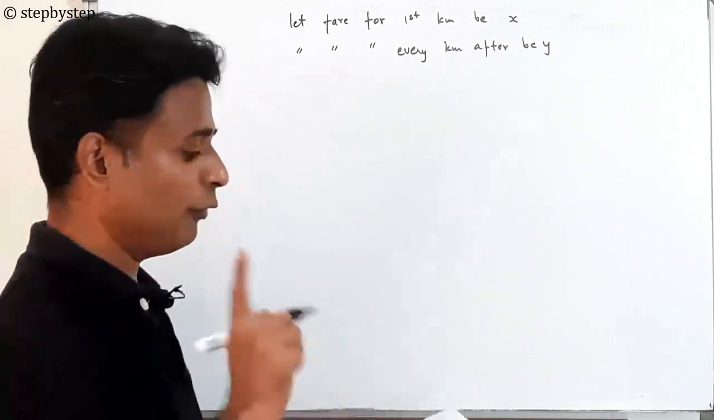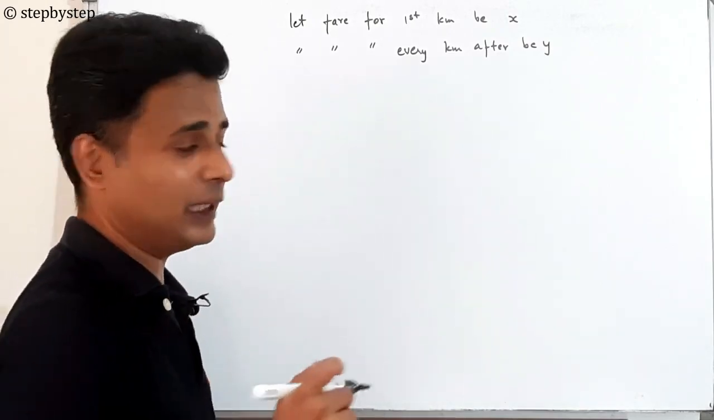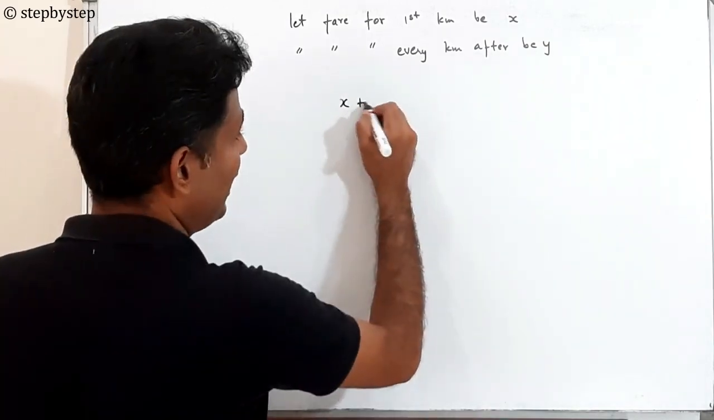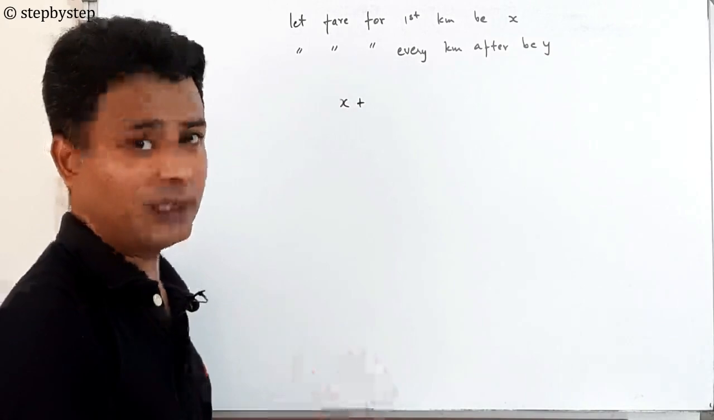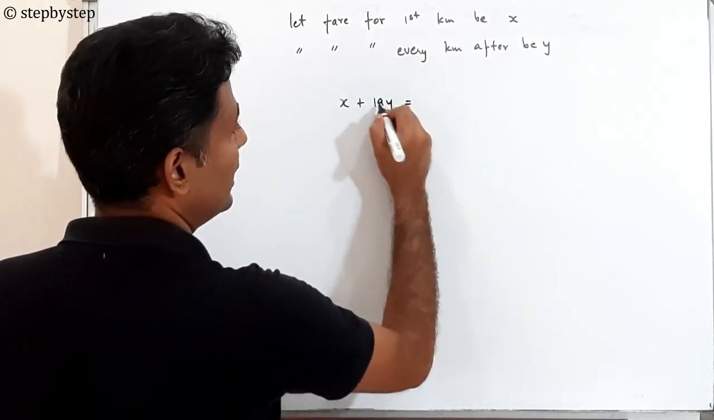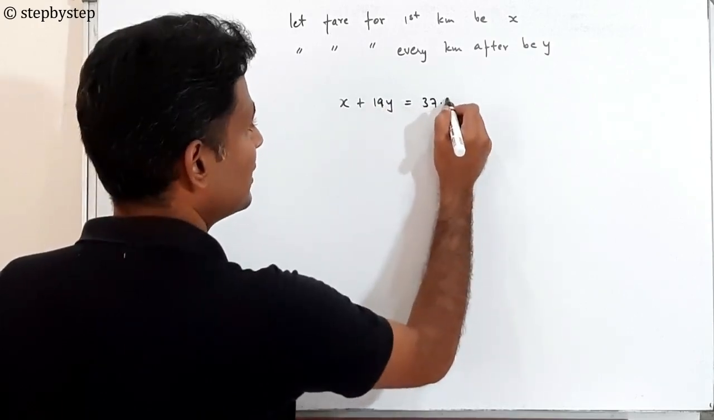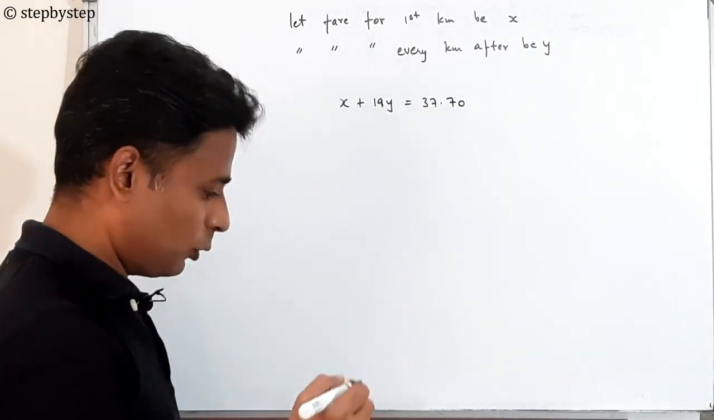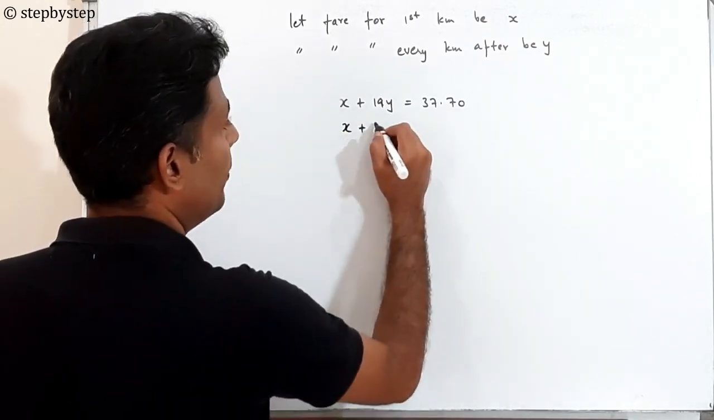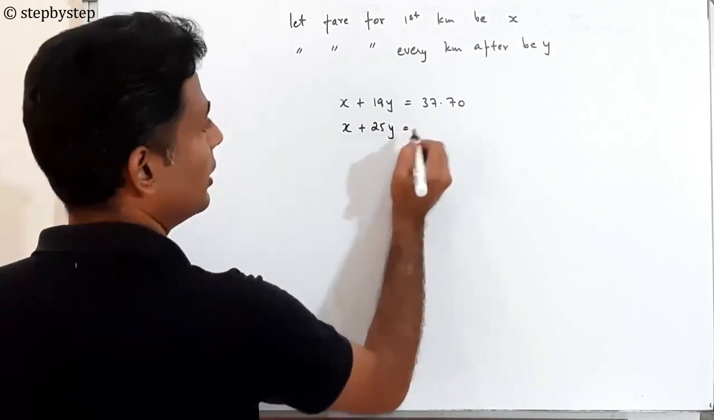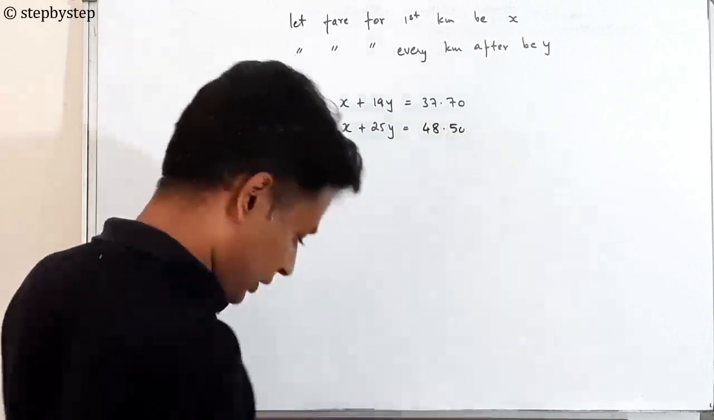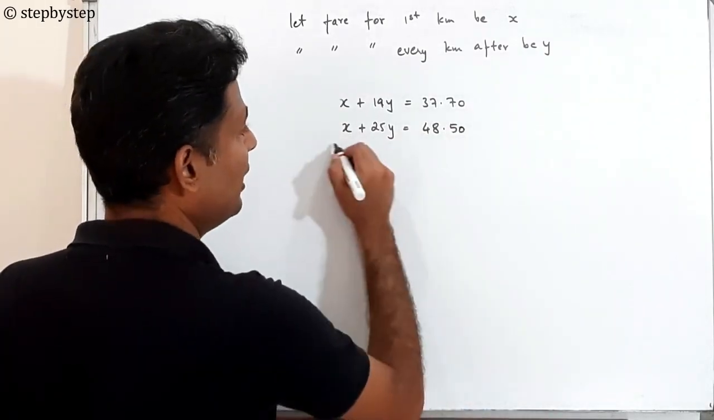Alright. Now we have decided what is X and Y. Now what have they said? Total fare for 20 kilometers is 37.70. So for the first kilometer it is X. Out of 20, the first kilometer the rate is X. How many kilometers remaining? 19 kilometers. So for the remaining 19 it is Y. So this total is 37.70. And they have said for 26 kilometers it is 48.50. Again for the first kilometer it is X. How many remain? 25 kilometers. For 25 kilometers, they have said it is 48.50. Right? So now we got our two equations.